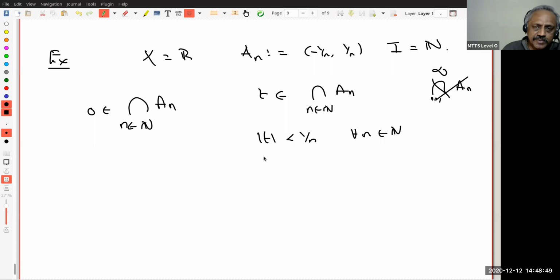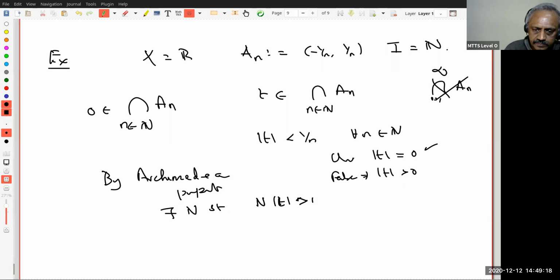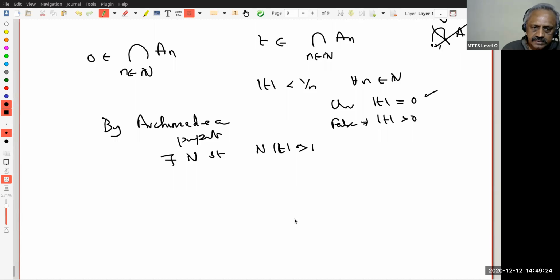Now I have to know intimate knowledge about the real number system. Then I know what it is. By the Archimedean property, suppose this is mod t, I want to claim this. Suppose false. Therefore, mod t is greater than 0. If it is false, mod t is greater than 0, right? By the Archimedean property, there exists a natural number n so that n times mod t is greater than 1. Do you understand this? What does that say? That says mod t is greater than 1/n.